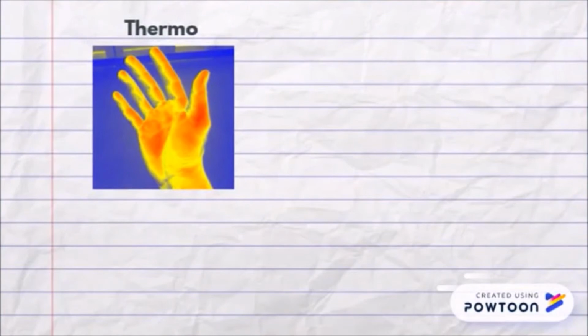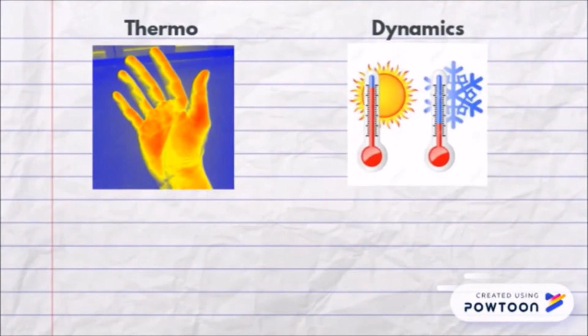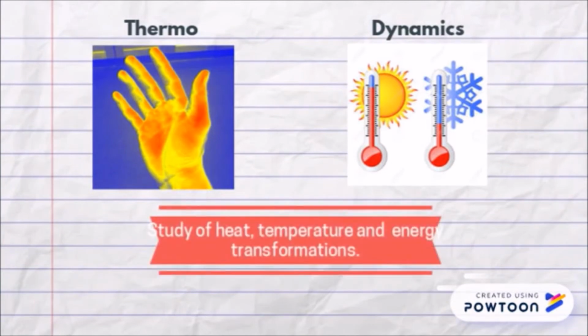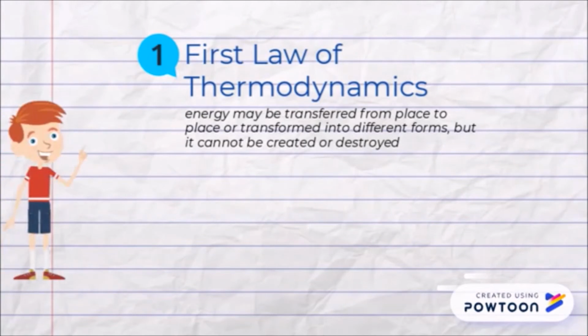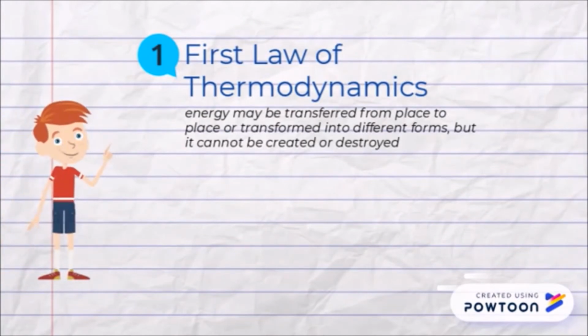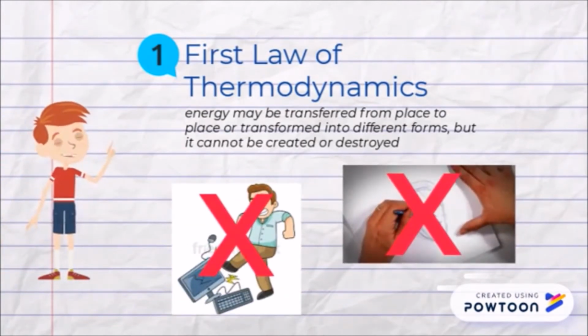Thermo, which is related to the thermo in dynamics, is the property of temperature. So thermodynamics is the study of heat and temperature and also the study of energy transformations. Thermodynamics is the quantitative study of the energy transactions that occur between living organisms and the function of the chemical processes underlying these transactions. According to the first law of thermodynamics, energy may be transferred from place to place or transformed into different forms, but it cannot be created or destroyed.